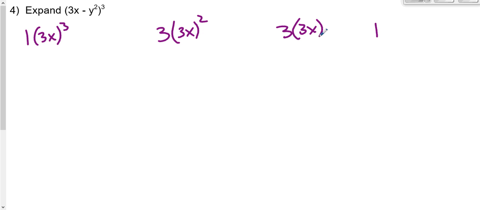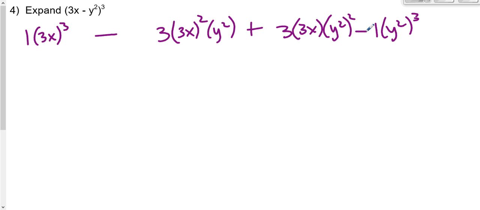Number 4, putting this all together, let's expand 3x minus y squared to the 3rd power. So row 3 of Pascal's triangle, we have 1, 3, 3, 1. Then we're going to have 3x cubed, 3x squared, 3x to the 1st, and 3x to the 0. Then we're going to have y squared to the 0, y squared to the 1st, y squared to the 2nd, and y squared to the 3rd. And because it's minus, we're going to alternate signs. Minus, plus, minus. And now we simplify.